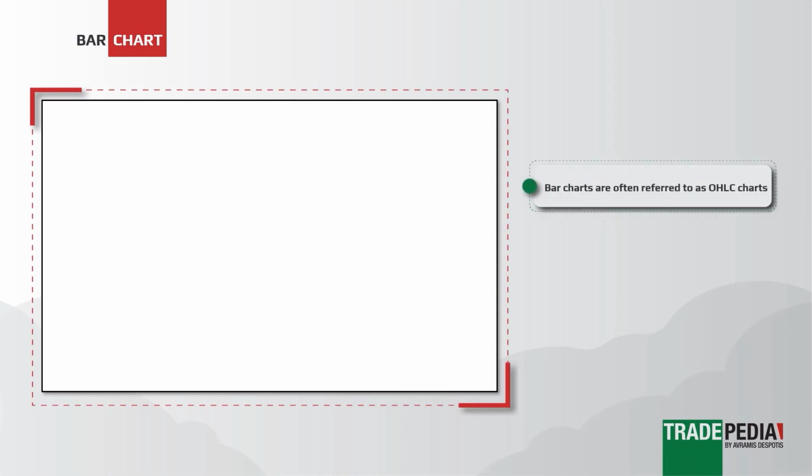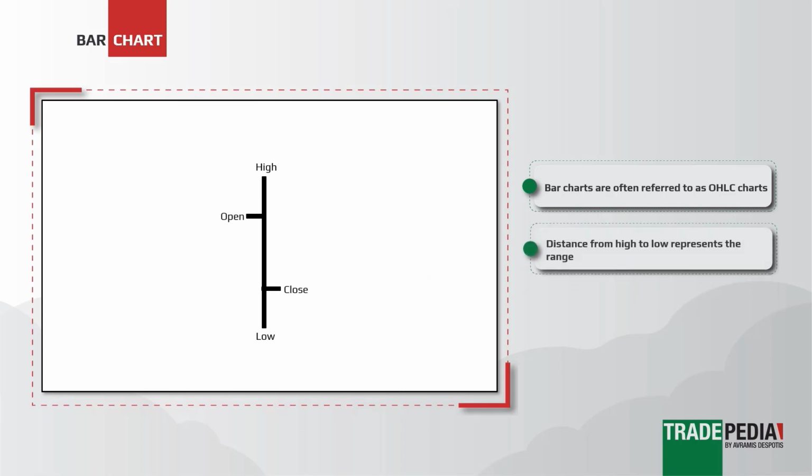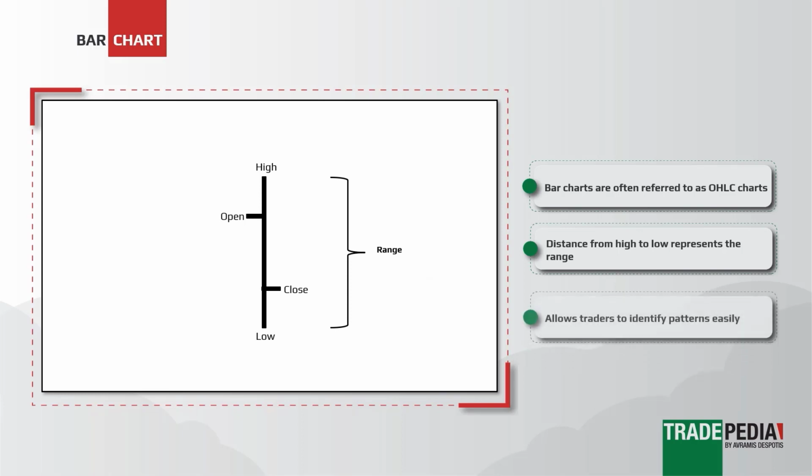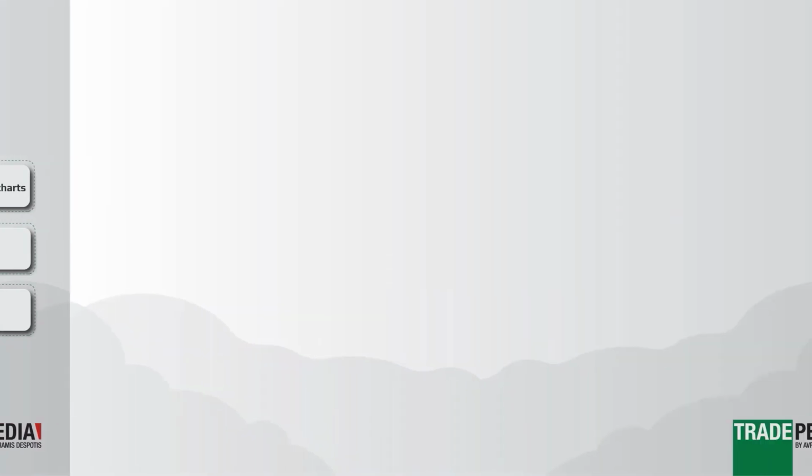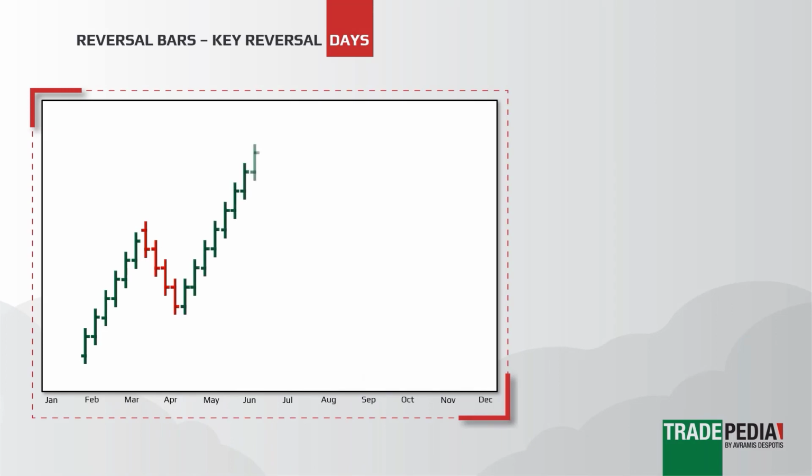Bar charts are often referred to as open, high, low, close charts because they incorporate all important data. The distance from high to low represents the range of each time period. Bar charts allow traders to identify patterns easily by comparing two consecutive bars. One of these patterns is the key reversal.